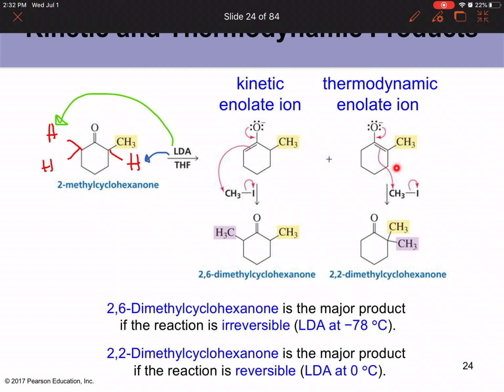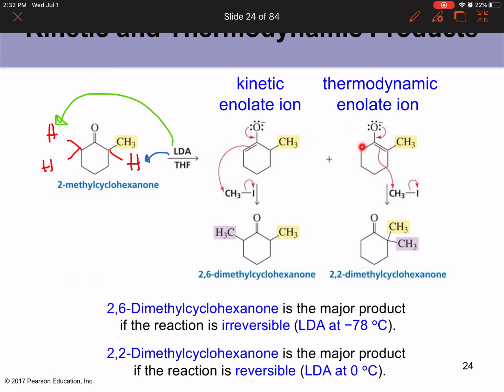Okay, now the thermodynamic enolate is formed by forming the most stable enolate. Why is it more stable? For the thermodynamic one, there is more time for the reaction to take place. It has more time to decide where to go. So the LDA goes and takes this hydrogen, forms a carbanion, and then forms the enolate. So the enolate is going to be something like that.